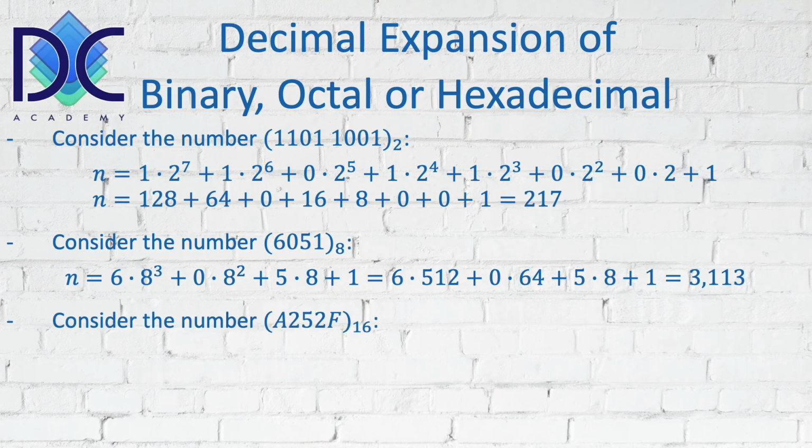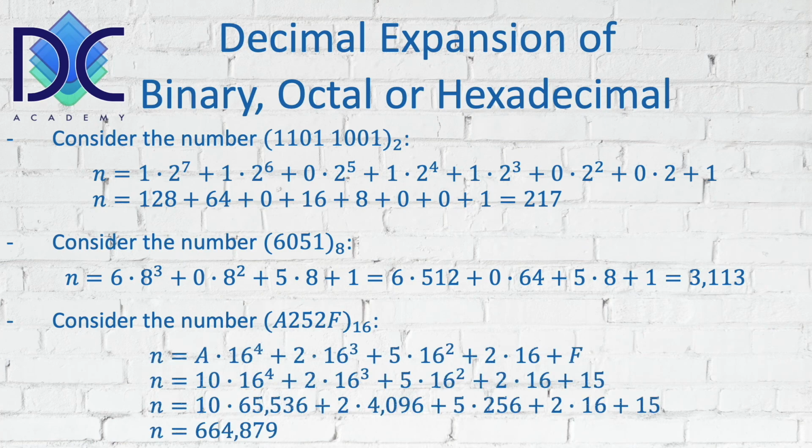Let's look at a hexadecimal number. We have A257F, so we have 1, 2, 3, 4, 5. So we can say n is A times 16 to the power 4, plus 2 times 16 to the power 3, plus 5 times 16 to the power 2, plus 7 times 16 plus F.